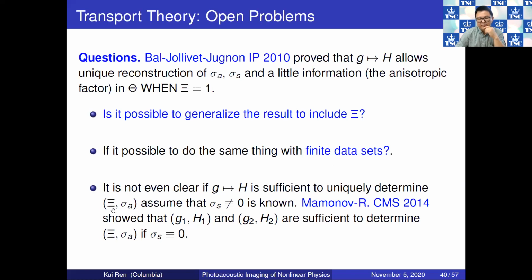And this is even more embarrassing: even in the linear case, if you don't have the nonlinear effect, we don't know if you can recover chi and sigma A. We know it if sigma S is 0. In that case, the transport equation becomes a linear ODE in the traveling direction, so you can do everything you want, but besides that, we don't.